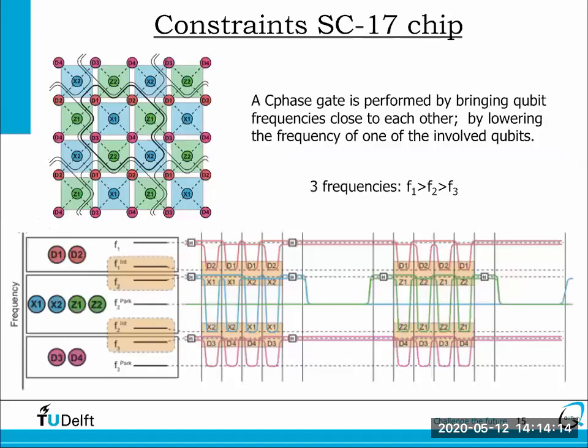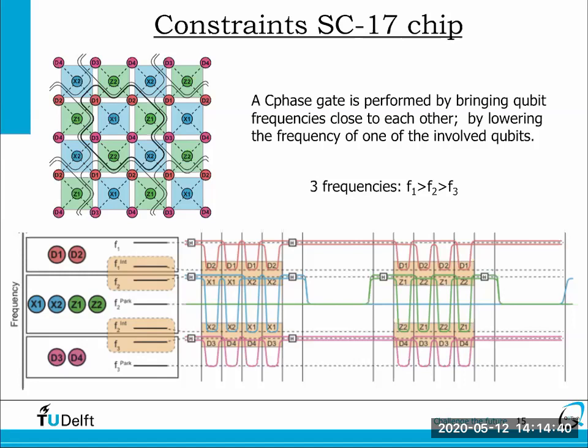And let's see an example. As I say, a C phase or a control set is performed by bringing the frequency of one qubit next to the other one. And usually what you do is you define the frequencies in a way that one frequency is higher than the others, right? In this case, F1 is higher than F2 and F2 is higher than F3. And by lowering the frequency of one of the qubits, they can interact.